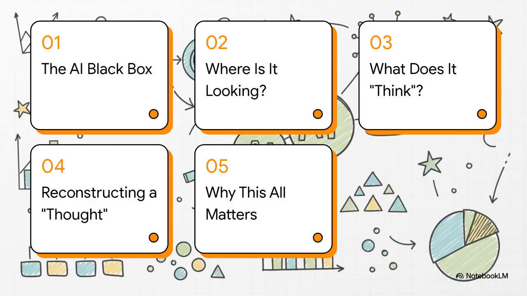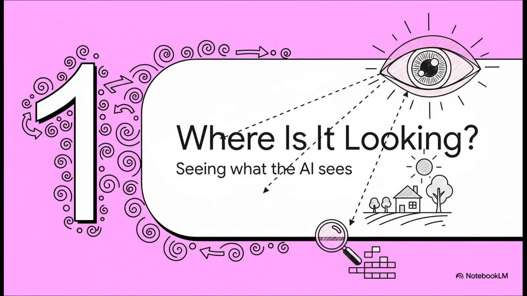All right, so here's the game plan to win over our skeptical friend. First, we're going to show them where the AI is looking. Then, we'll actually visualize what it's thinking. And for the grand finale, we are going to reconstruct a single AI thought from the inside out. Let's dive in. So the first, most basic question we have to ask is pretty simple.